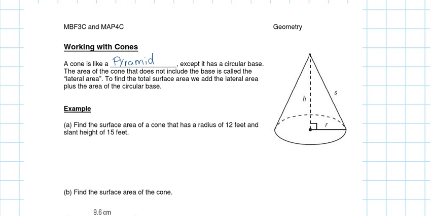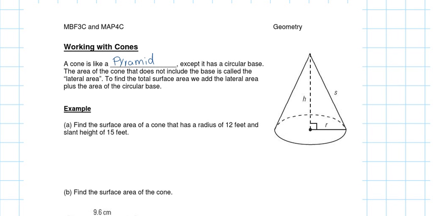The area of the cone that does not include the base is called the lateral area. And to find your total surface area, you're going to have to find the area of the base, which is your circle, and the area of the lateral surface. So if you look at this 3D shape right here, this is the net of a cone, right? So the net of the cone is made of a circle, which is my base, and the lateral surface that forms that circle, right?